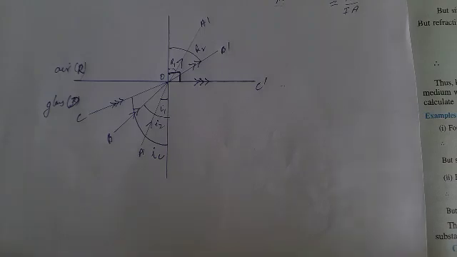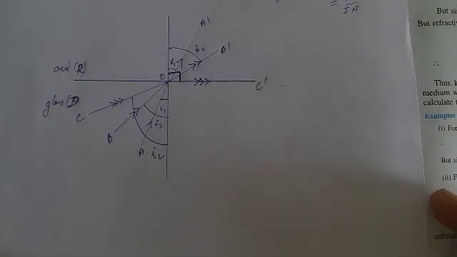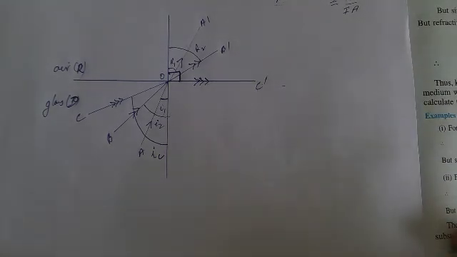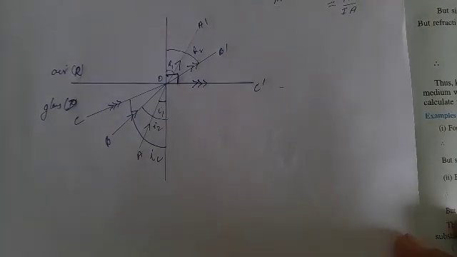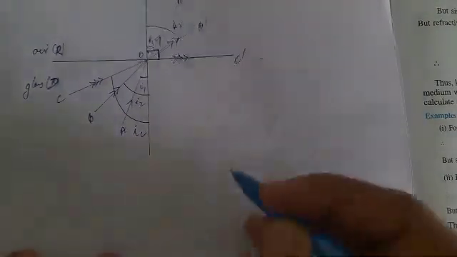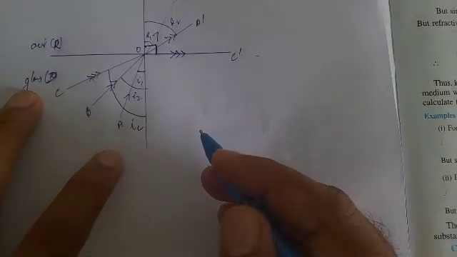So these are the conditions for a critical angle. The ray of light must travel from a denser to a rarer medium, and the angle of refraction should be 90. The corresponding angle of incidence is called the critical angle. Now, look at that. The ray of light is traveling from glass to air.